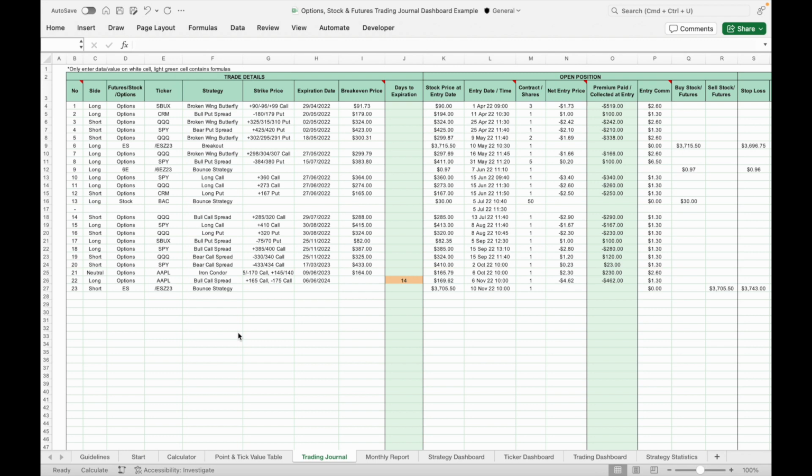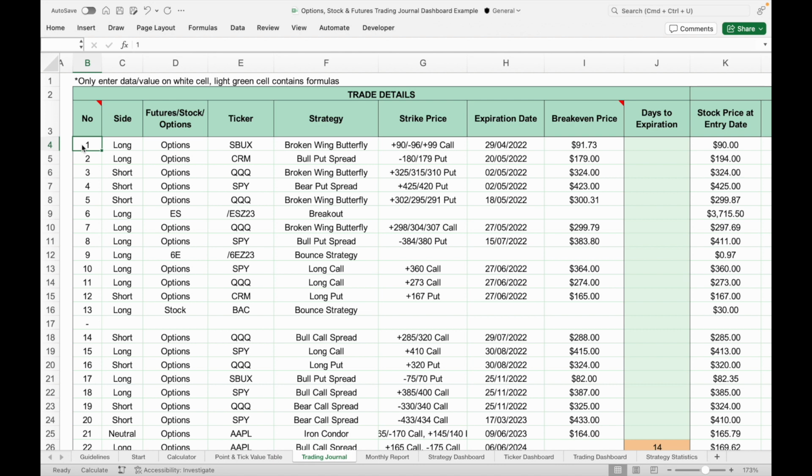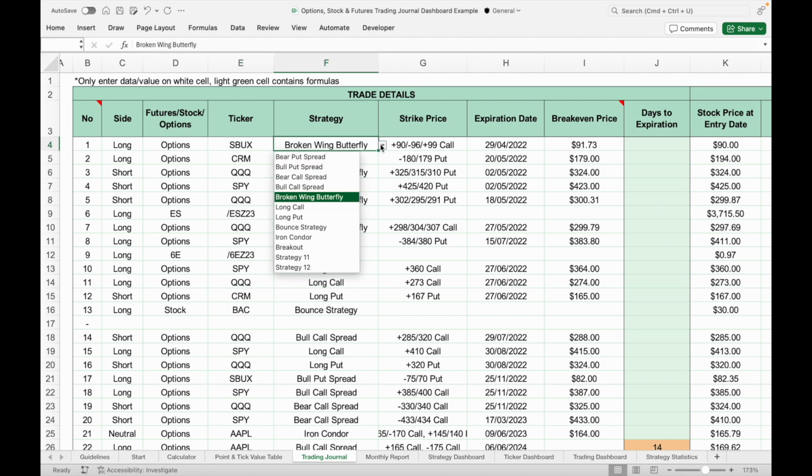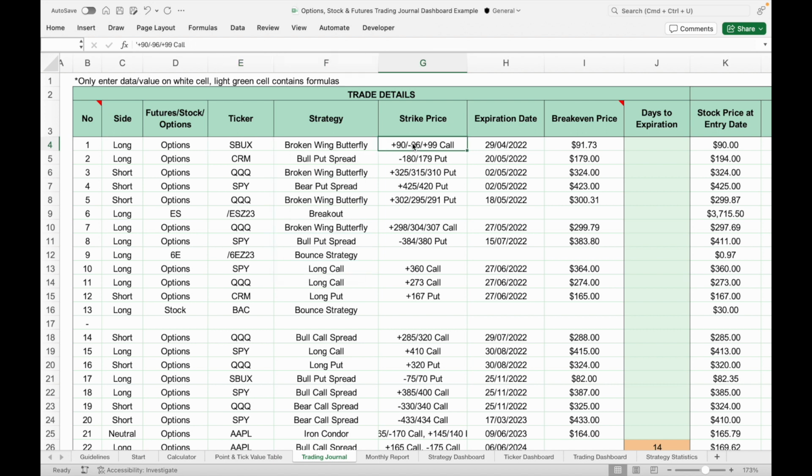First, we will start with single leg and multi-leg options. Input the trade number, then select the trade direction from the drop-down list. Next, select option from the drop-down list. Input the stock ticker, select the strategy from the drop-down list, and input the strike price, expiration date, and break-even price at the expiration date.